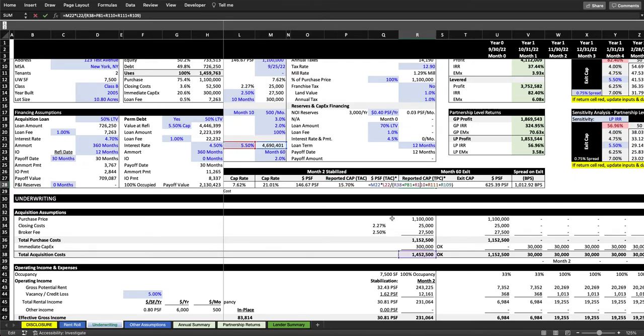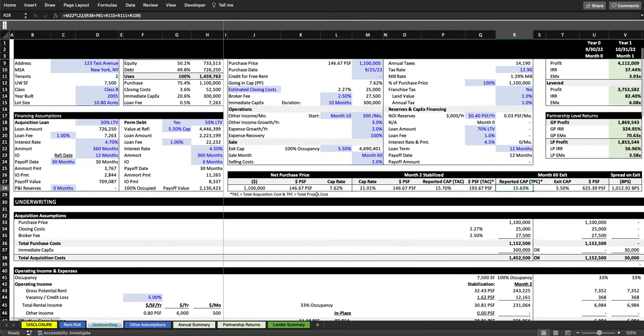So that just takes into effect your NOI at sale, and then divided by all of the costs associated with acquiring and maintaining the asset. So it's all the CapEx plus the total acquisition cost. So that's the total project cost.